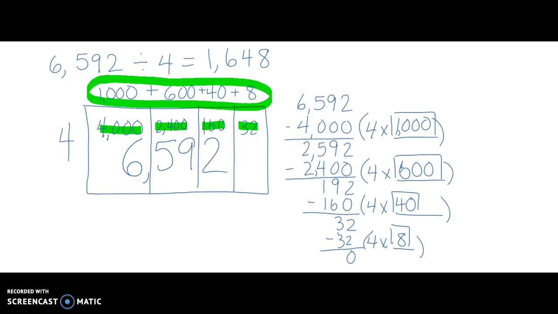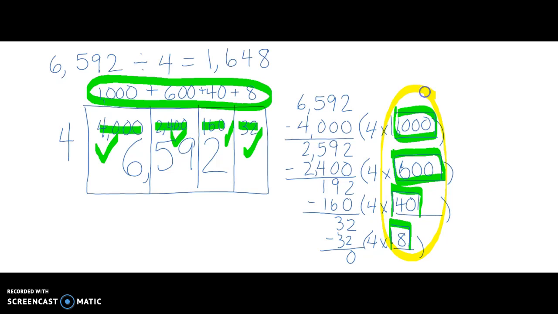And let's see how multiplication and division are related here. We see 4 times 1,000, 4,000. We see 4 times 600, 2,400. We see 4 times 40, 160. And we see 4 times 8, 32. And when we add these together, we have our quotient, 1,648. Remember, a quotient is the answer to a division problem. We see our quotient here, and we see it here.